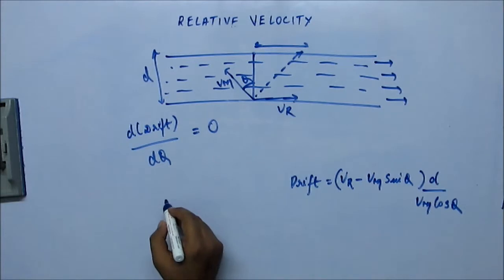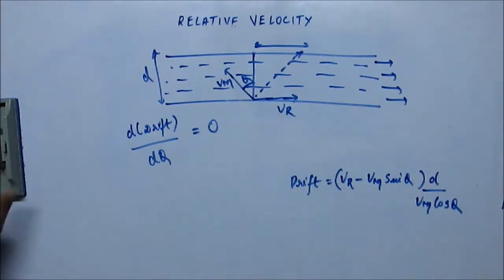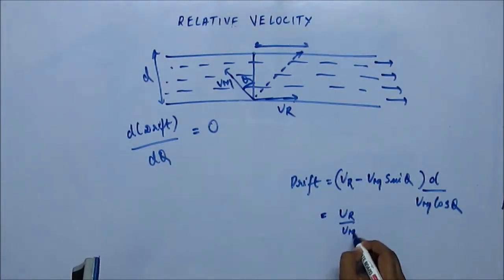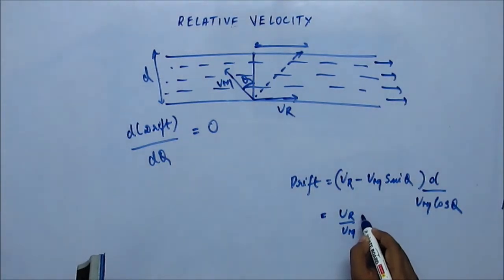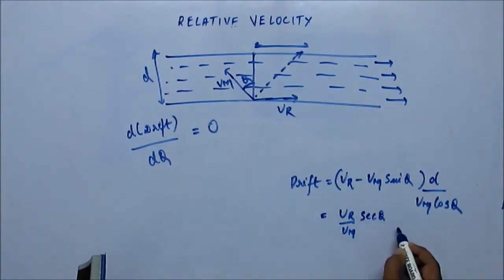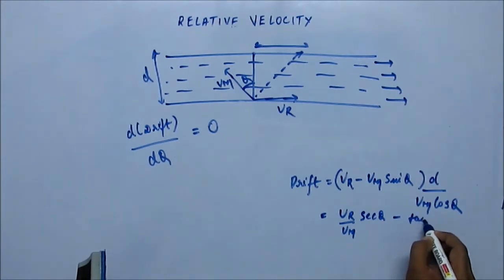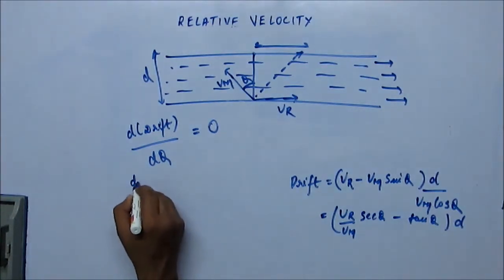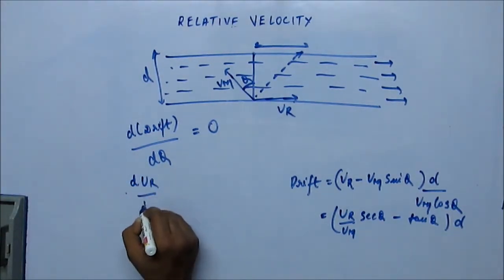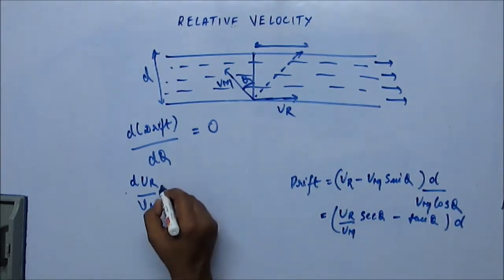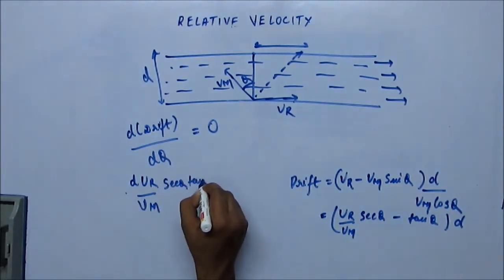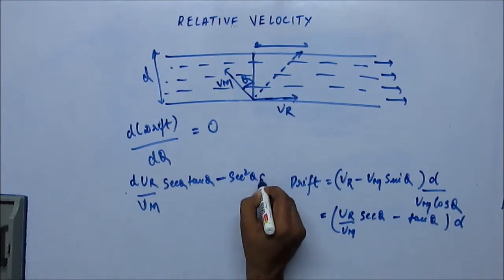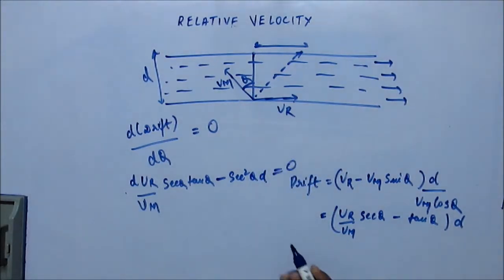Okay, now let's differentiate it. What we have here is drift equal to VR upon VM (sec theta minus tan theta) into d. So let's differentiate it. When we differentiate it, we'll get d(VR upon VM). Differentiation of sec theta is sec theta tan theta. Differentiation of tan theta is minus sec squared theta into d. This should be equal to 0.